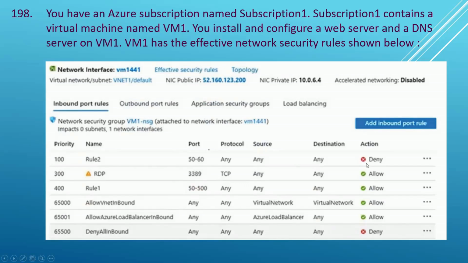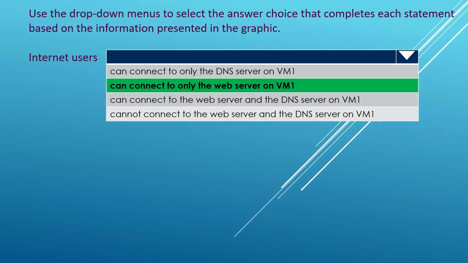Let's now look at whether the web server will be accessible or not. You would already know the web server is at port 80 and 443, which lies within the rule 1 range, because it defines ports 50 to 500, and the action is set to allow. That means the connectivity for the web server will be allowed. Now there is a deny all inbound rule, but its priority, you can see, is 65,500, but it will not be evaluated because rule 400 will allow the connection, so it will not come into the picture. That means the correct answer here would be can connect to only the web server on VM1.